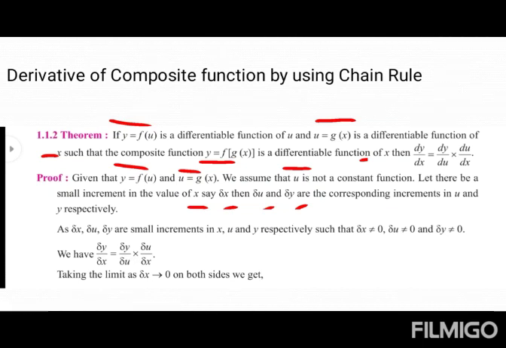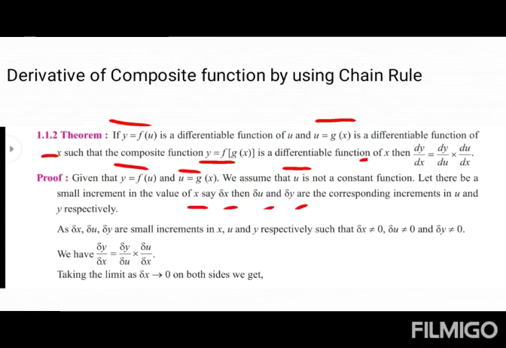As per the concept of our derivative, if y is a differentiable function of x, then in this case the limit as del x tends to 0 of del y divided by del x will be equal to dy by dx. If y is a differentiable function of x, then only you can use this concept.